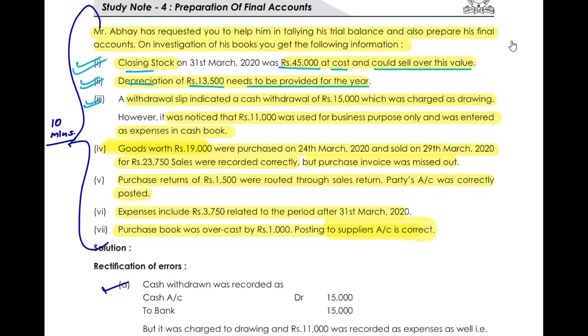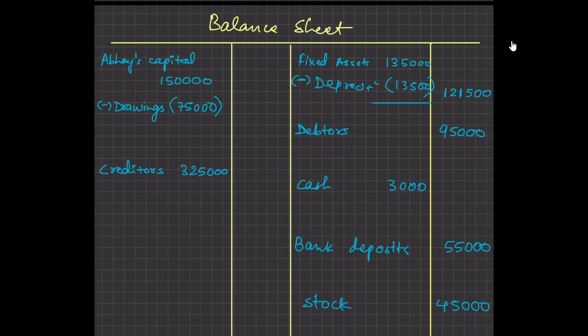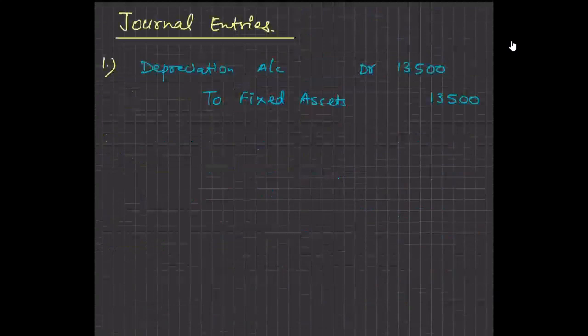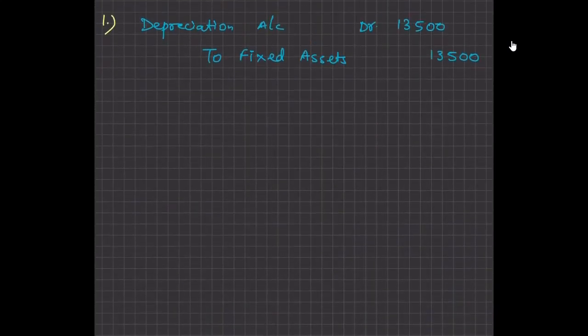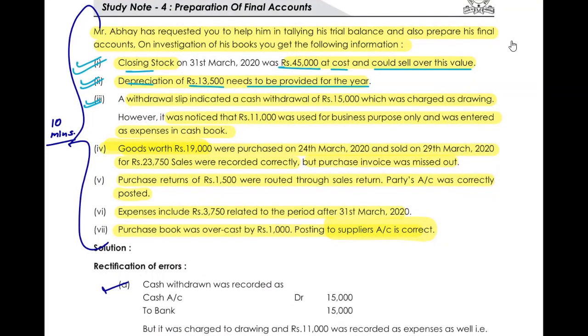There was a withdrawal slip. Okay. Withdrawal slip means what? You have taken the cash out from the bank. So now for the rectification, you need to know every aspect of it. What do you mean by every aspect? What transaction was recorded as? What entry we did? So basically, there was a withdrawal slip.